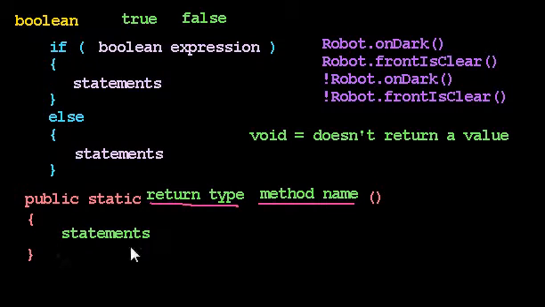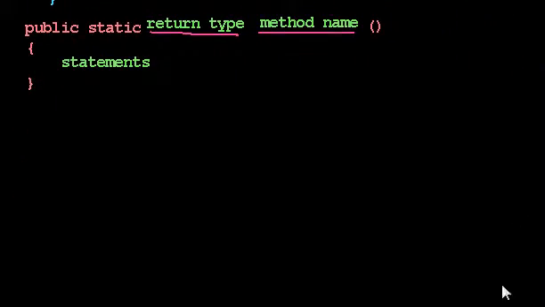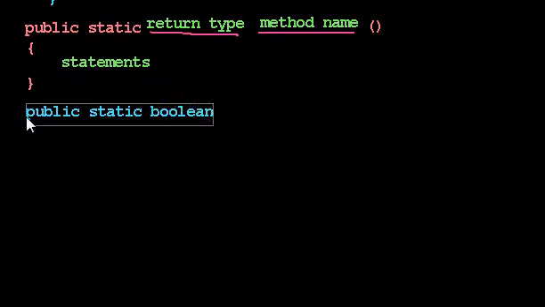And remember, statements are lines of code that I execute for their side effect, like the fact that they change where the robot is or something like that. But now we have a return type, and the return type could be void, but it can also be Boolean, which means a true or false. So we're going to write, in fact, a Boolean method, public static Boolean, and that means it returns a true or false.